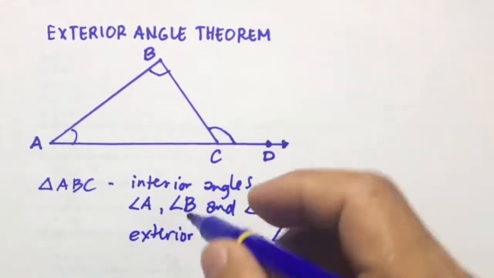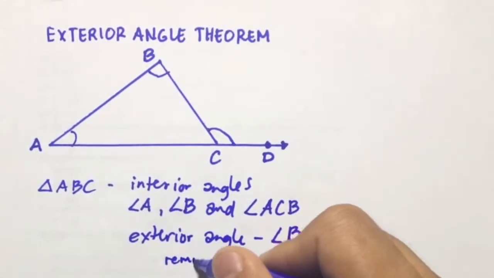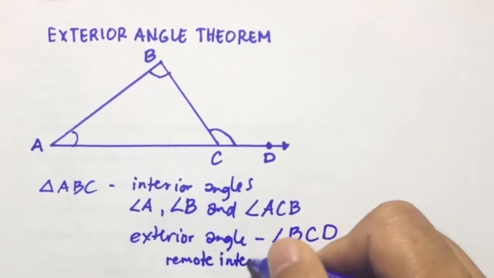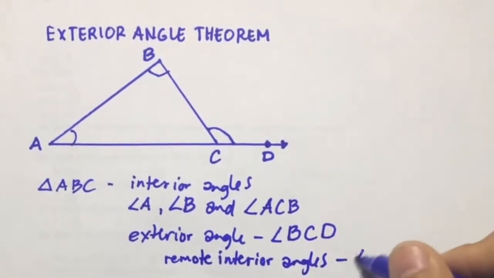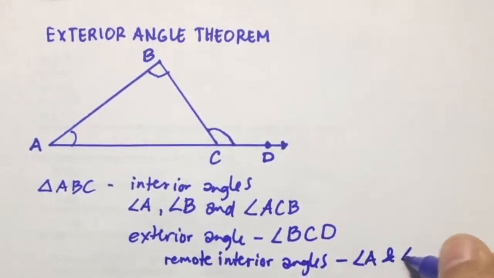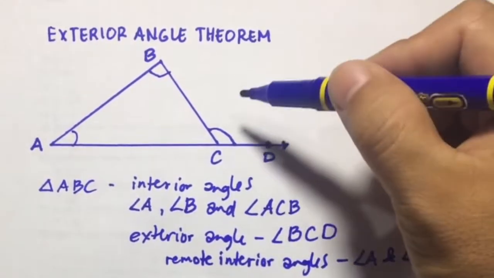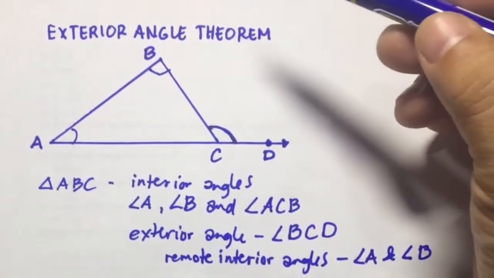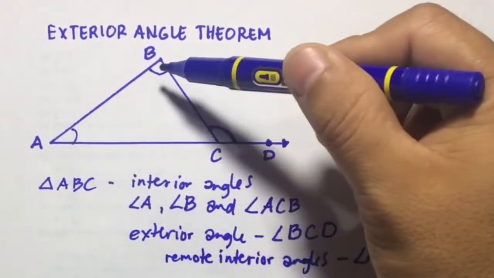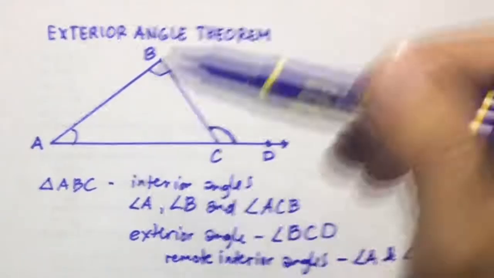Now if we have exterior angle BCD, its remote interior angles will be angle A and angle B. So remote interior angles are angle A and angle B. Again, in this figure, if we have this exterior angle here, the remote interior angles will be angle A and angle B.